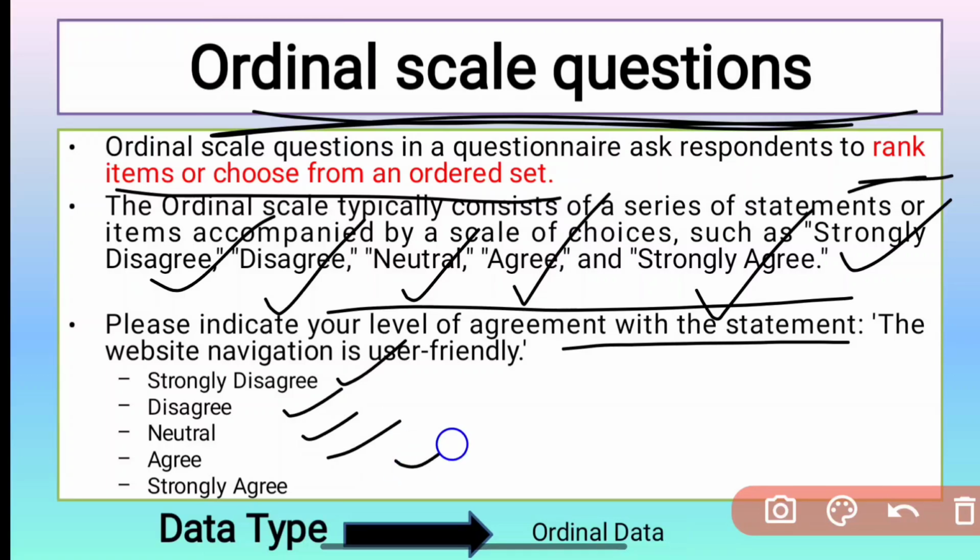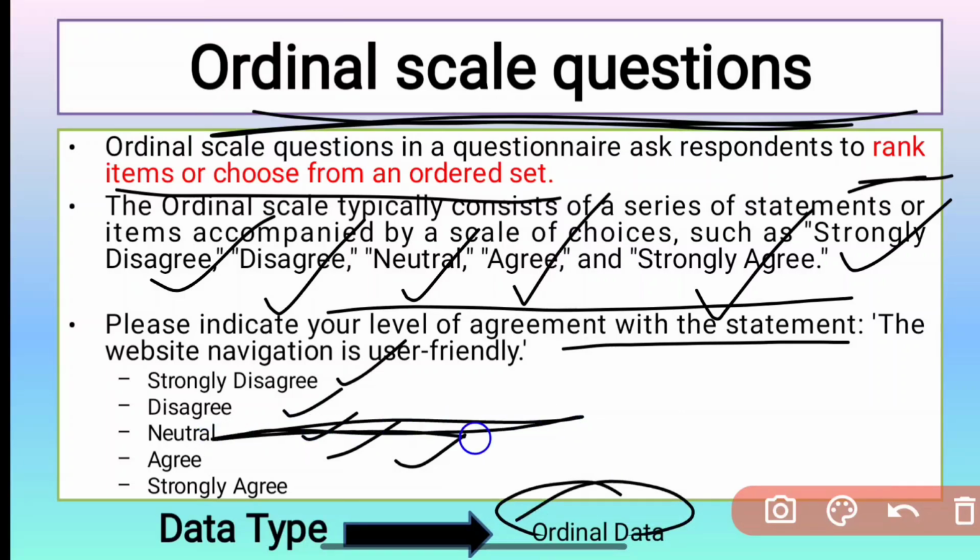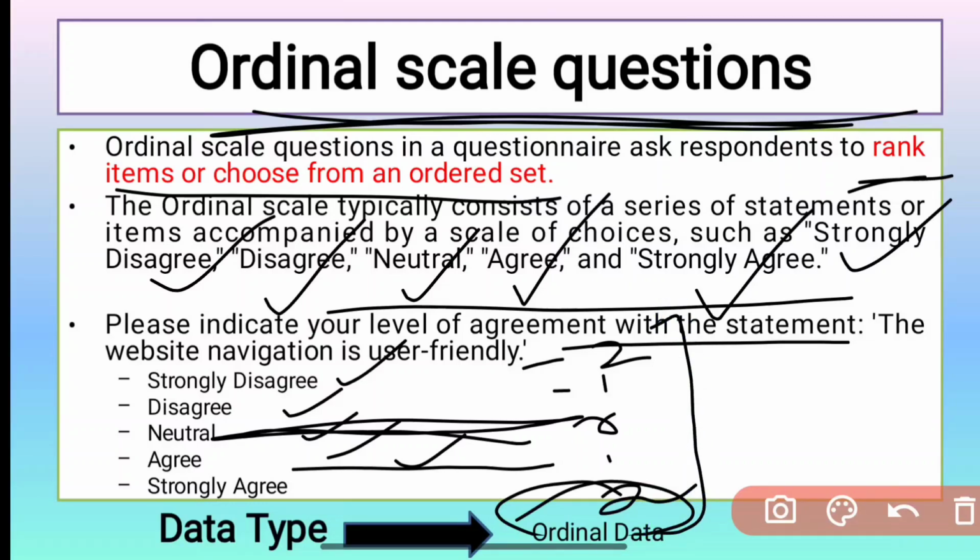Now the type of data that will be collected is the ordinal data. Why? Because say for neutral I can say it is 0, and for disagree I can give -1, for strongly disagree I can give -2, and for agree I can give 1, and for strongly agree I can give 2. So over here I can give numbers, and this can be arranged in order. That is why the data is ordinal data.